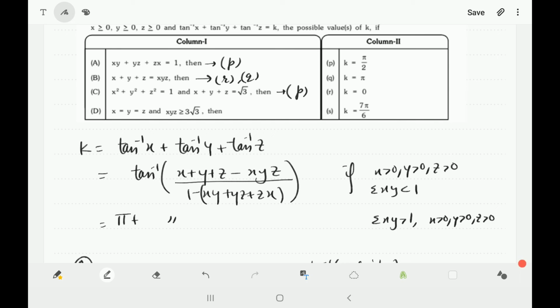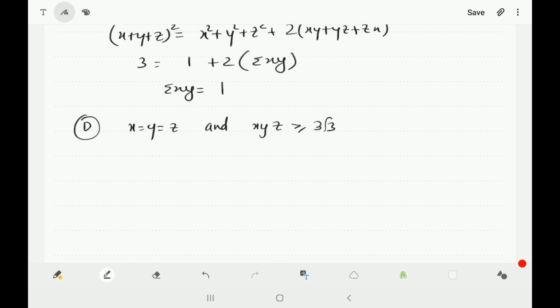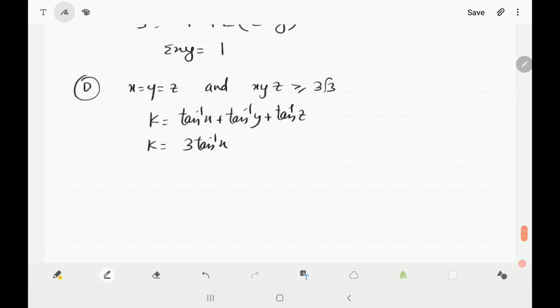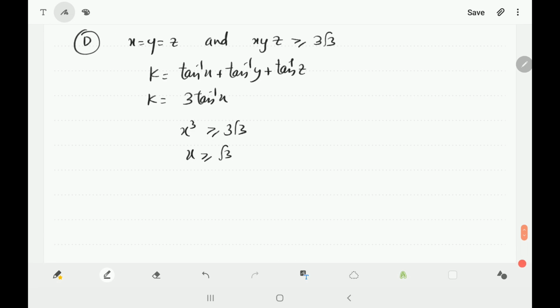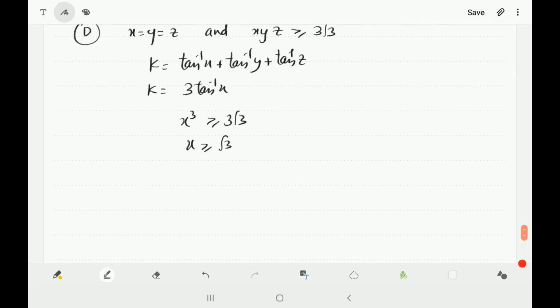Now let's move on to part D. In part D, x equal to y equal to z is given and xyz is greater than or equal to 3 root 3. And we have the value of k as tan inverse x plus tan inverse y plus tan inverse z. Because x equal to y equal to z is given, I can write k as 3 tan inverse x. Also xyz is greater than or equal to 3 root 3, so in place of y and z I can write x both. So x cube will be greater than or equal to 3 root 3, and if you take the cube root on both sides, x will be greater than or equal to root 3.